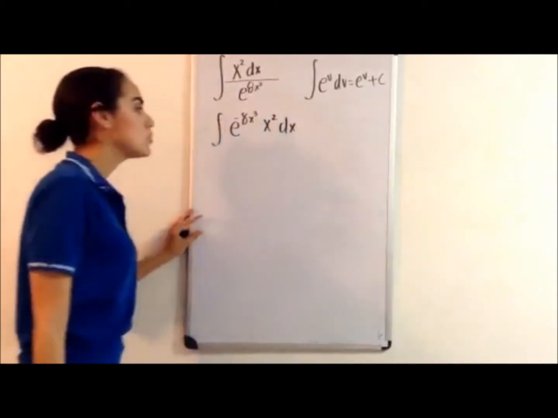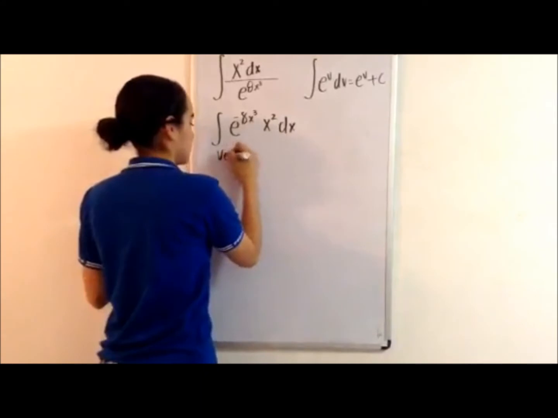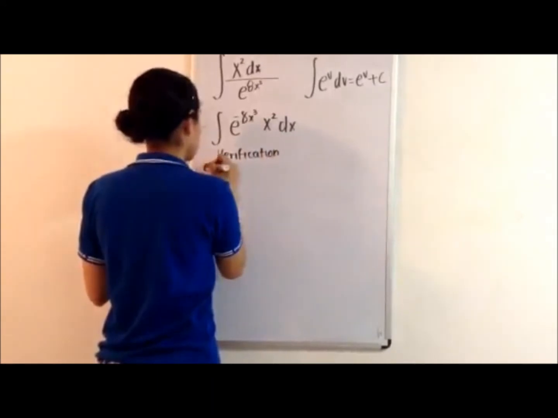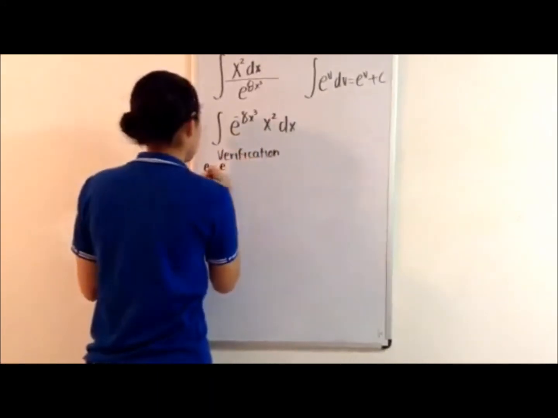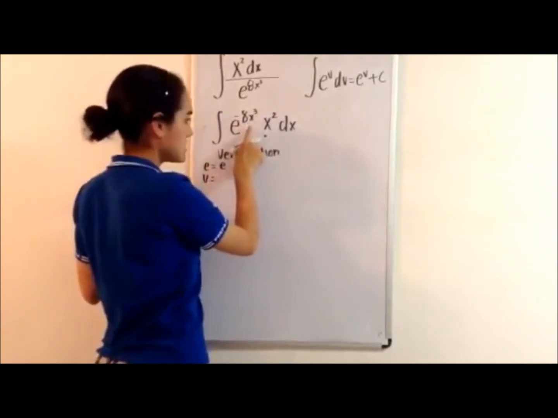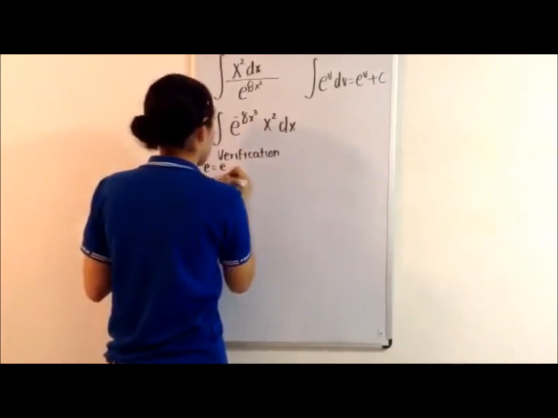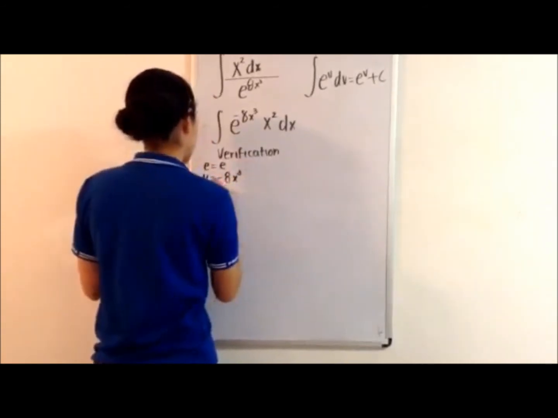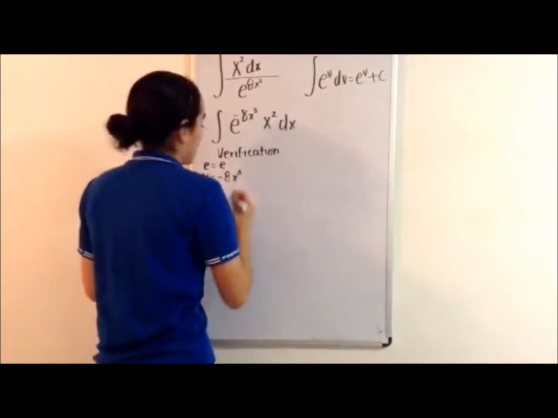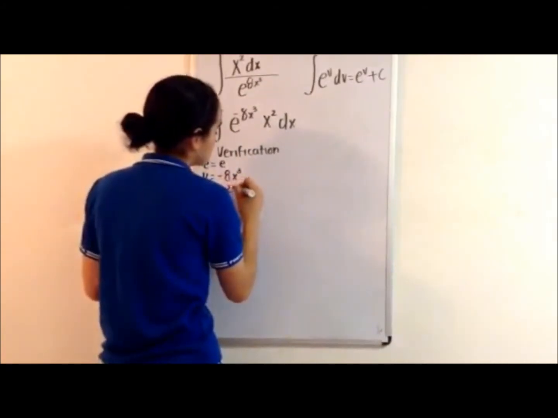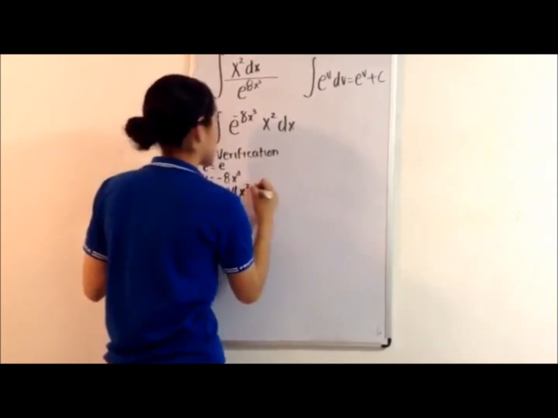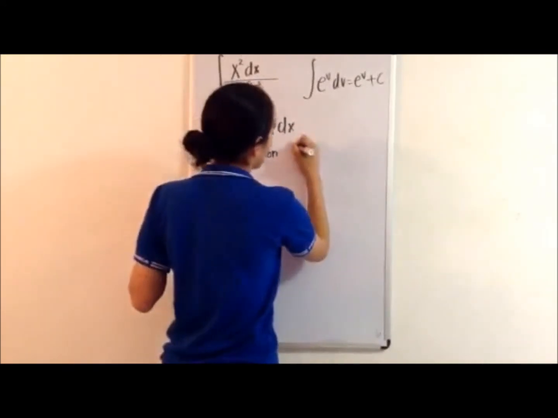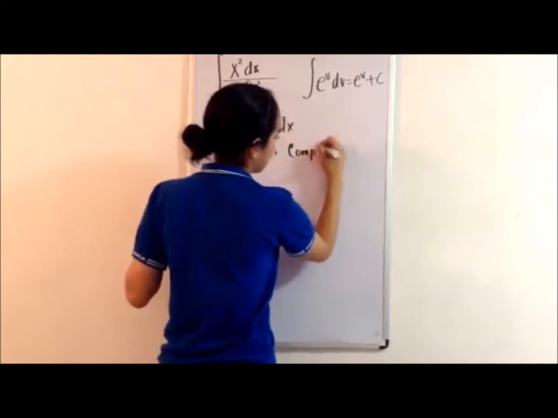Now I am going to check the letter E. The variable in this case is the exponent minus 8x to the third, and I am going to derivate it: minus 24 x to the second differential of x.